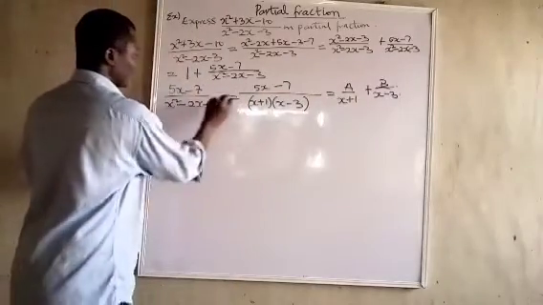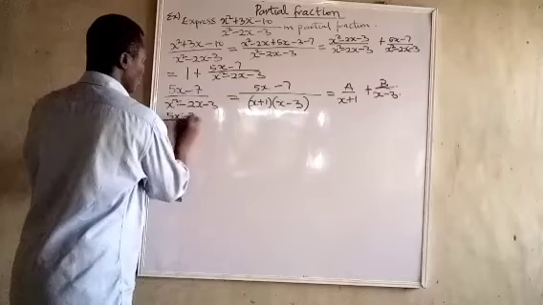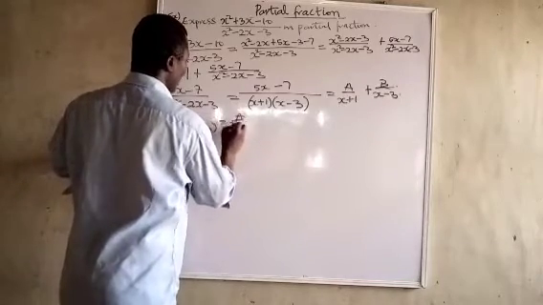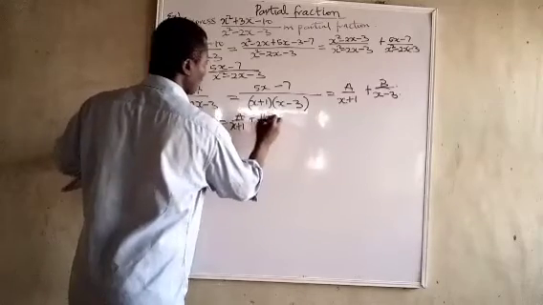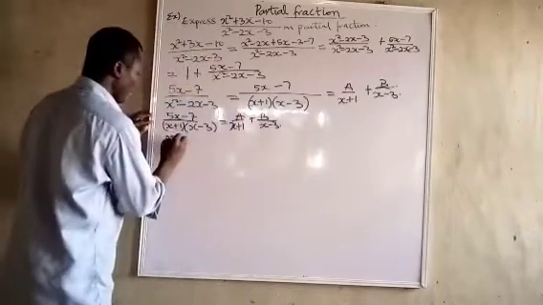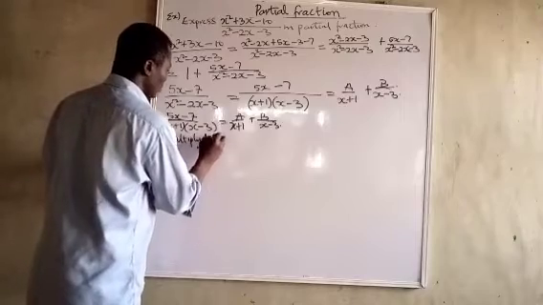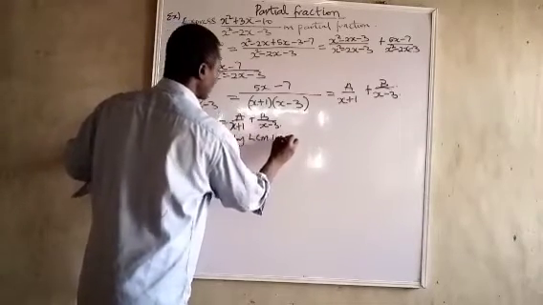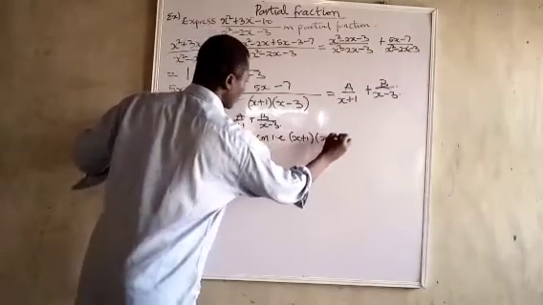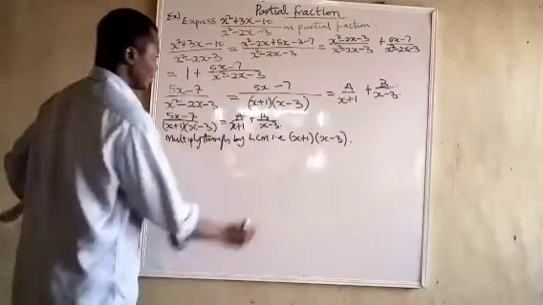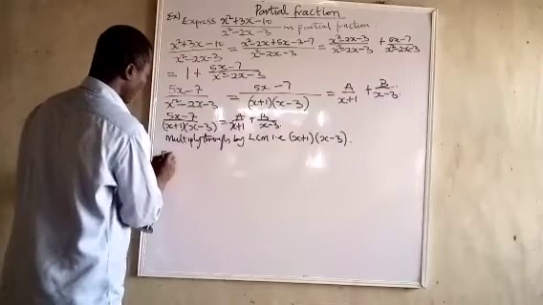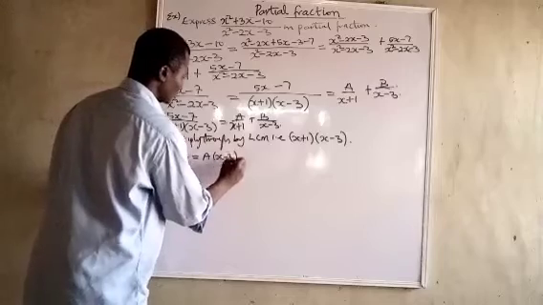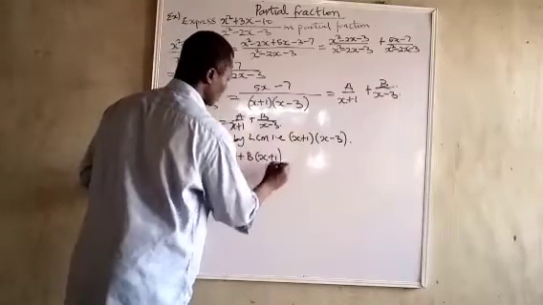So let me write it here. I have (5x minus 7) over (x plus 1)(x minus 3) equals A over (x plus 1) plus B over (x minus 3). So multiply through by the LCM, that is (x plus 1)(x minus 3). And what do I get next? I will have 5x minus 7 is equal to A(x minus 3) plus B(x plus 1).